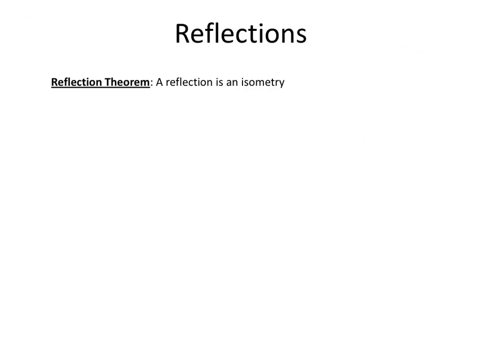So we have a reflection theorem. What our reflection theorem says is a reflection is an isometry. Do you remember what that means? That means if I have a figure over here and I reflect it across that green line to over here, it will still be the exact same size and exactly the same shape. So it will keep its congruency. So all the angles and all the sides would be the same size when I have a reflection.